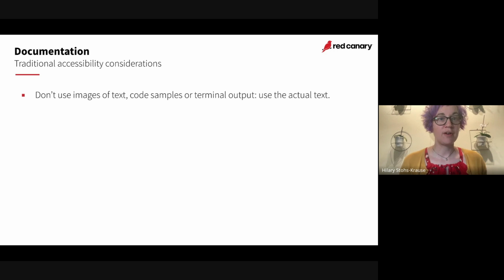All right, so first there are kind of what I would consider more traditional accessibility concerns, right? So don't use images of text or code samples or terminal output, right? And I think we're all like, oh, I wouldn't do that, but we're in a hurry and maybe we think we'll come back and change it later and we forget to.